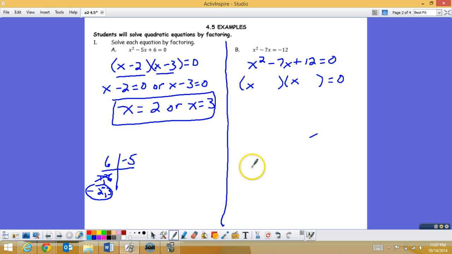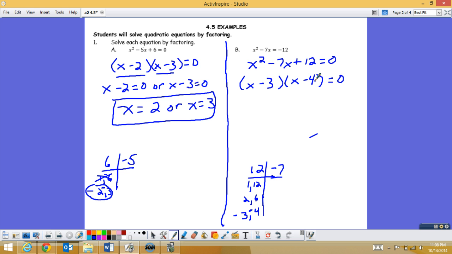And we're looking for factors of 12, which are either 1 and 12, 2 and 6, or 3 and 4, that add up to -7. Well, the only pair of these numbers that can somehow be manipulated to get -7 is the 3 and the 4, and the only way that happens is if they're both negative. So we're going to have minus 3 and minus 4 here.